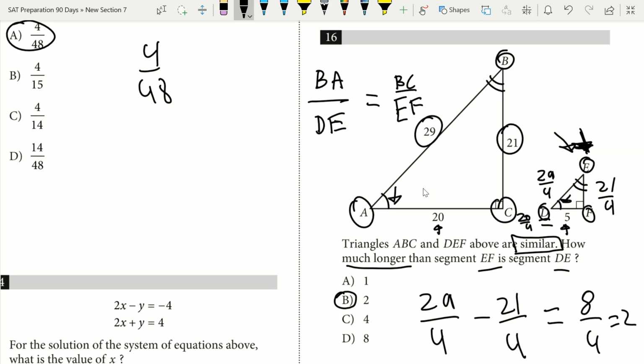Understanding that they're going to have the same ratios, we see that if we took BA, we know that's 29, and we put it over DE, we saw DE is 29 over 4. Then that's just going to give us 1/4. And if we took BC and put it over EF, we see that BC is 21 and EF is 21 over 4. So once again, we have 1/4. So those ratios between sides are going to be the same.